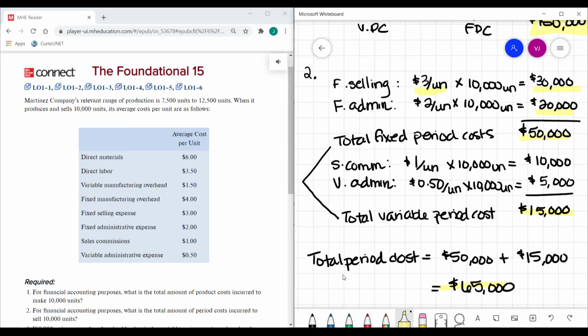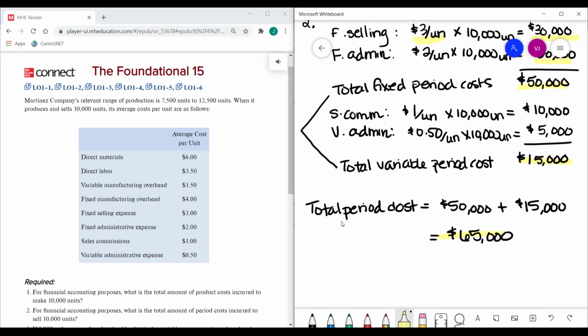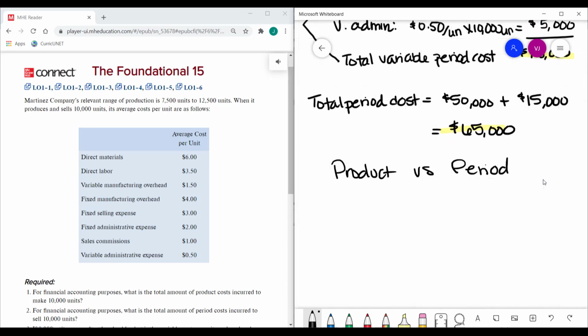So I just want to make sure to clarify, before I move on to the next problem, that with 1 and 2, we compared product versus period costs. Product costs are manufacturing costs, period costs are non-manufacturing costs. Product costs can be both fixed and variable. Same with period costs. They can also be fixed and variable in a mixture of the two.